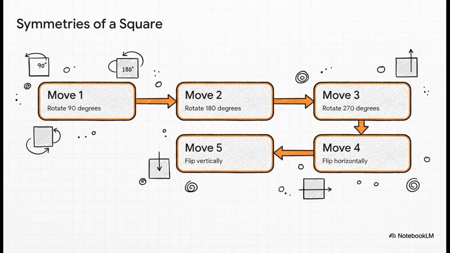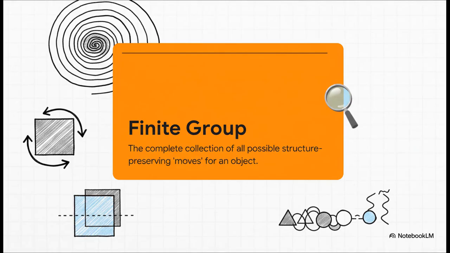The really important thing here is that there's a limited, specific set of these moves. Each one is what we call a structure-preserving transformation. And that complete collection of moves, that whole set, that's what mathematicians call a finite group. It's the entire toolkit of transformations for a given object. For our square, the elements of the group are just those rotations and flips, and the operation is what happens when you do one move and then another.